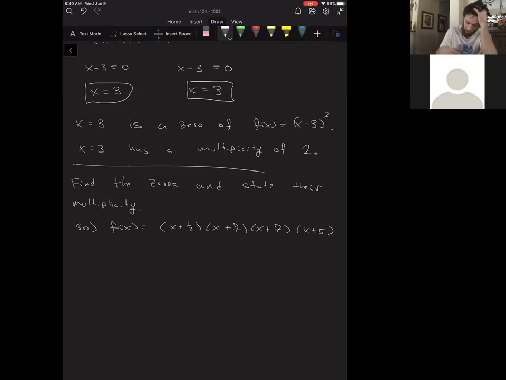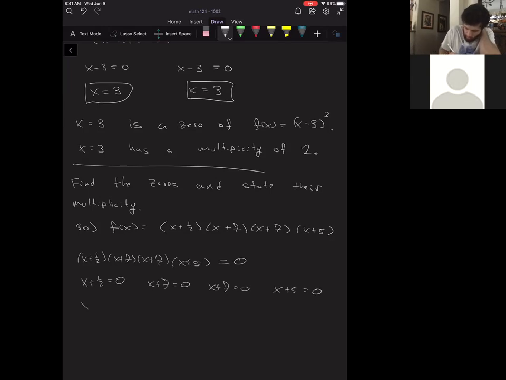Finding the zeros just means setting the equation equal to 0 and solving for x. So if we set this function equal to 0, we get x plus 1/2, x plus 7, x plus 7, x plus 5 is equal to 0. This function's already factored for us, so that's easy. All we have to do is set each of the pieces equal to 0. So x plus 1/2 is equal to 0, x plus 7 is equal to 0, x plus 7 is equal to 0, and x plus 5 is equal to 0.